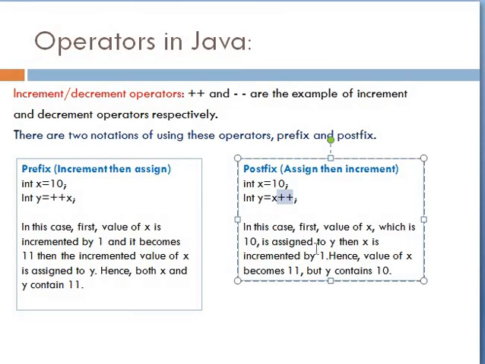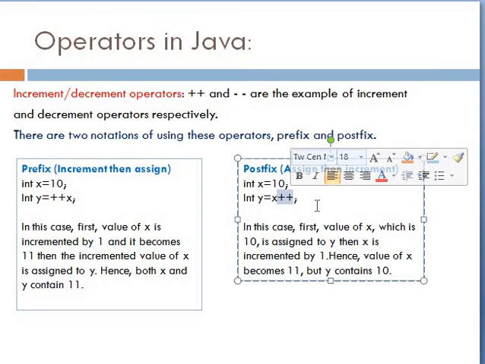And that has been clearly explained here. It says in this case, first the value of x, which is 10, is assigned to y. So y now gets the value of 10. Then after that, the value of x becomes 11, because after that the increment operator works, which increases the value of x from 10 to 11.